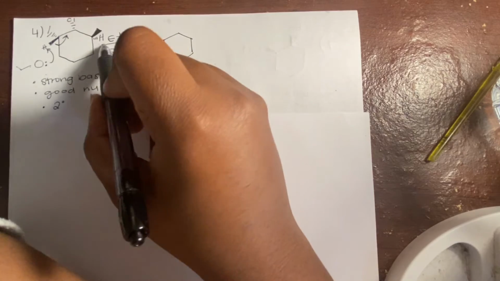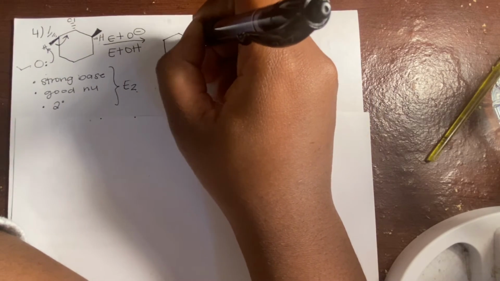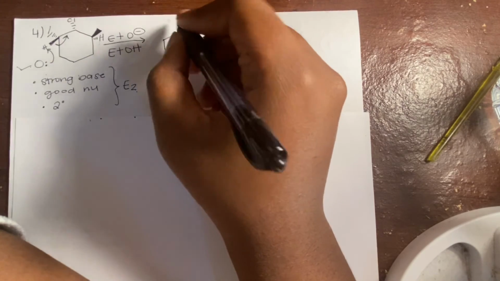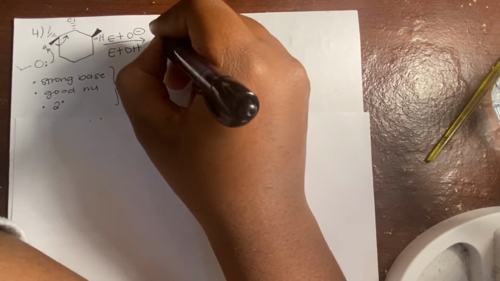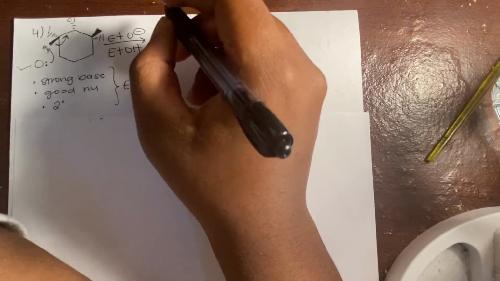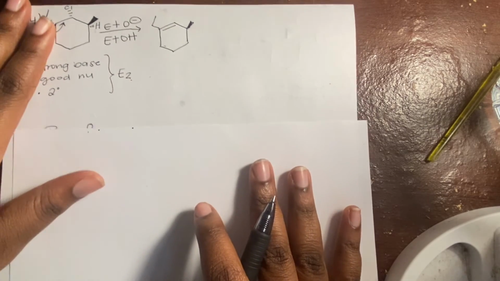We still have our methyl that is on a wedge because we didn't do anything to this side. And our chlorine is gone, and we have a double bond right here with our now flat ethyl. This is an ethyl, by the way. Okay. That's that for that.